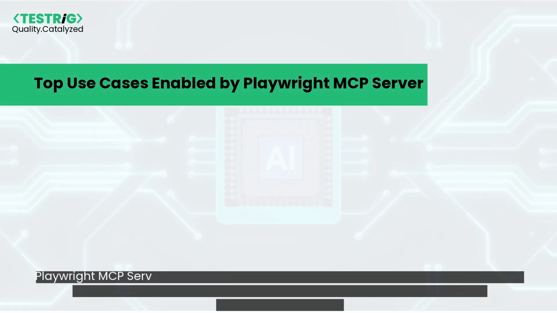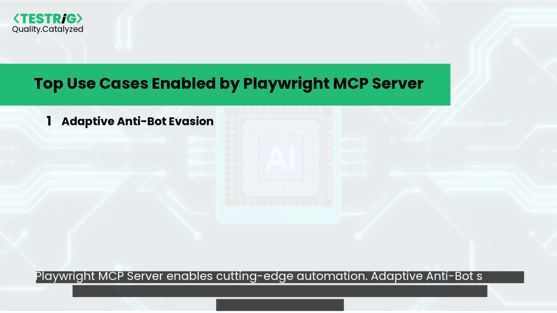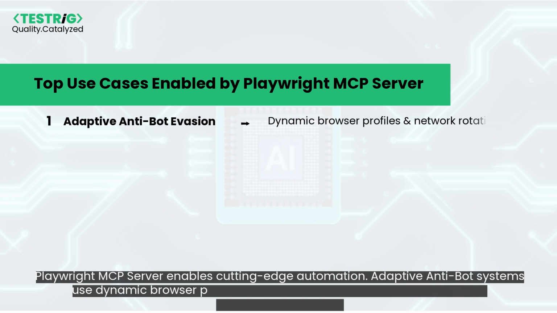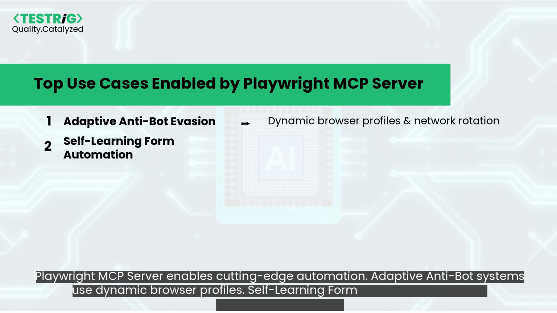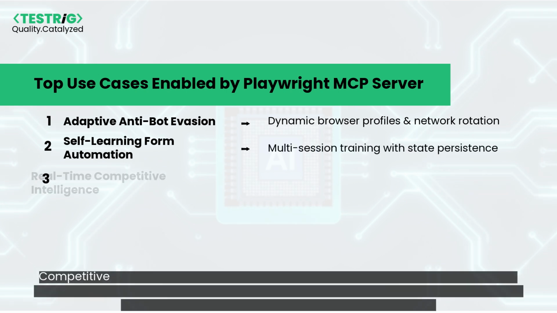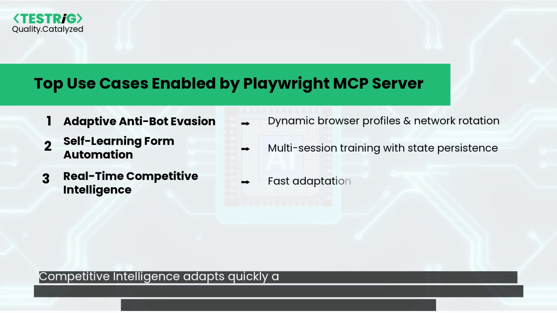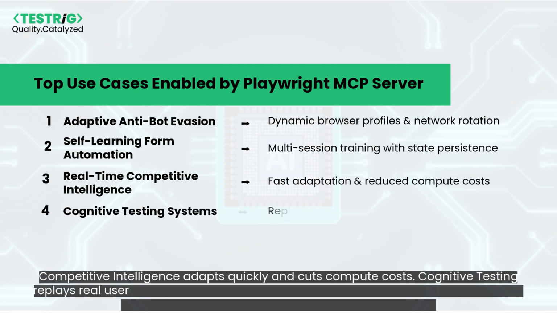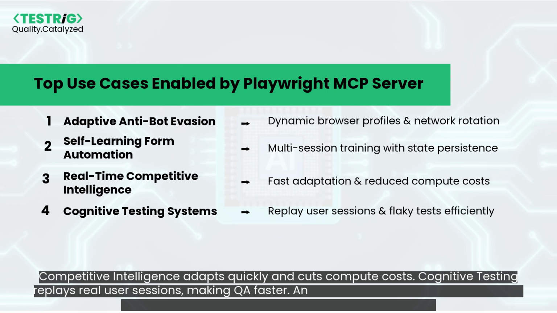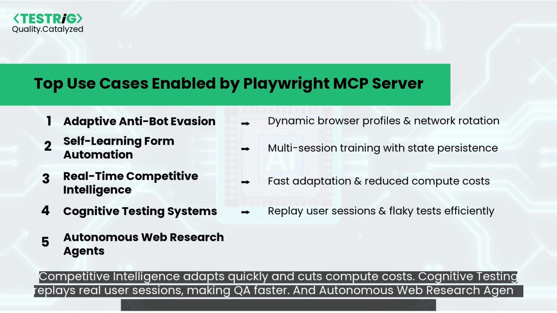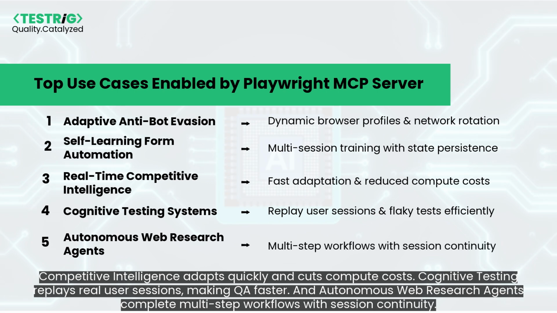Playwright MCP Server enables cutting-edge automation. Adaptive antibot systems use dynamic browser profiles. Self-learning form automation optimizes multi-session training. Competitive intelligence adapts quickly and cuts compute costs. Cognitive testing replays real user sessions, making QA faster. And autonomous web research agents complete multi-step workflows with session continuity.